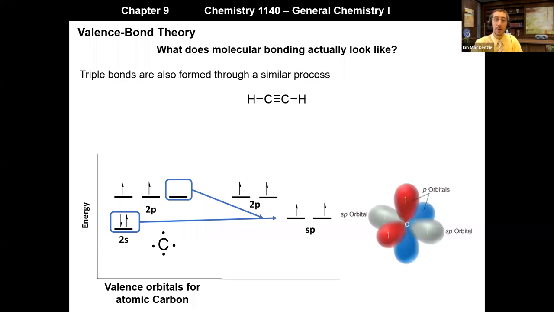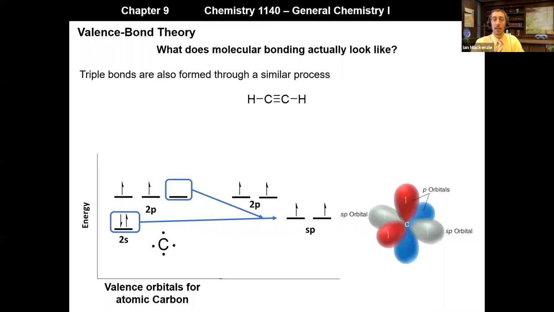Now, if I look at the depiction for this, the two sp hybridized orbitals get as far away from each other as possible. So those are in gray, and those are linear. And then the two remaining p orbitals simply sit perpendicular to each other, and they have two lobes on each side of the nucleus. The two lobes make up one orbital, and each orbital contains one electron.